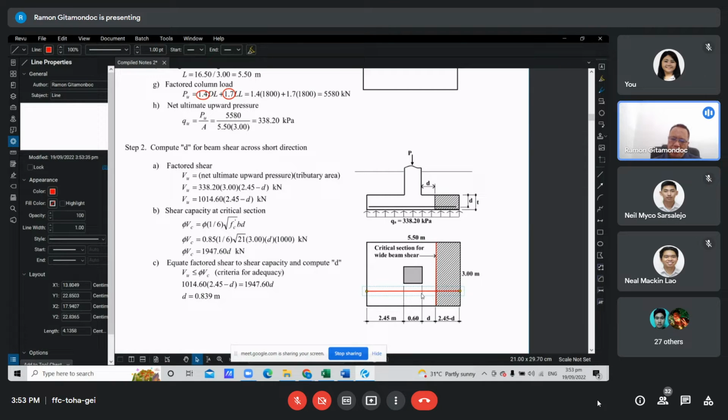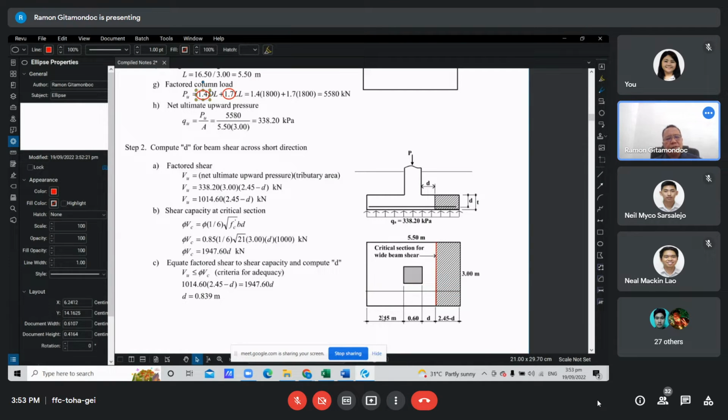Okay? Let's compute that. So solving for the factored shear that will act at this critical section, that will be the net ultimate upward pressure multiplied by this area, no? So we do the calculation here, then the shear capacity is V = 1/6 square root of f'c bd. Then you equate the shear force to the shear capacity to obtain an equation in terms of d. So we can solve for d from this equation. We get here an answer of 0.839.